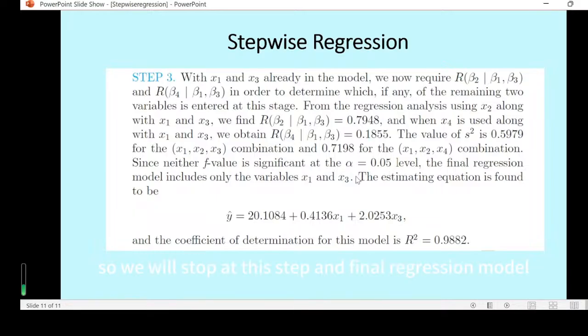So we will stop at this step, and the final regression model will have 2 independent variables, x1 and x3. Then we can estimate the coefficients, and the final R square for determination is about 0.9882. Just one comment on this process.